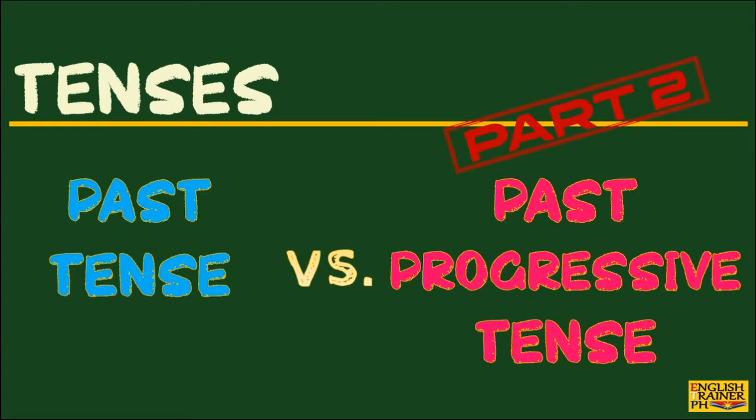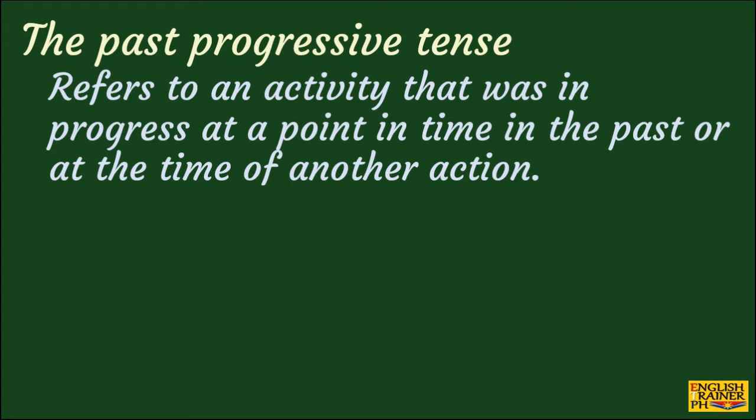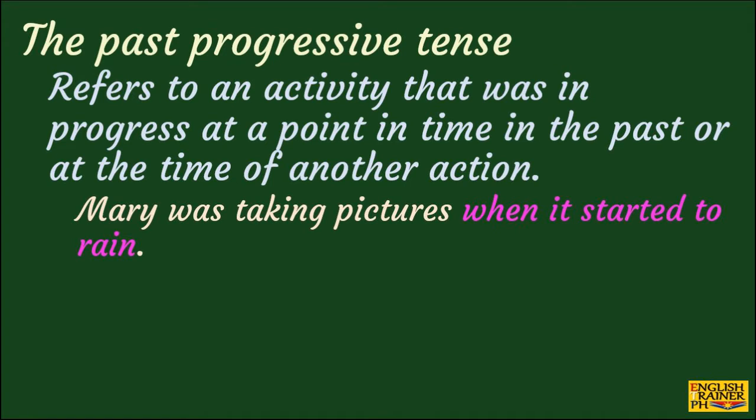So let's begin. The past progressive tense refers to an activity that was in progress at a point in time in the past or at the time of another action. The definition itself is not very easy to understand, but I'll give you an example and then I'll break it down for you. So Mary was taking pictures when it started to rain.